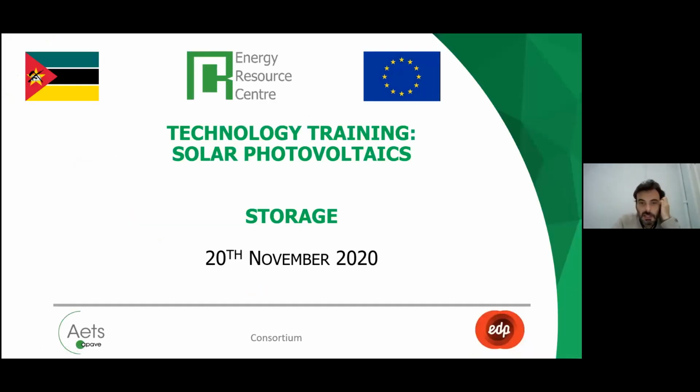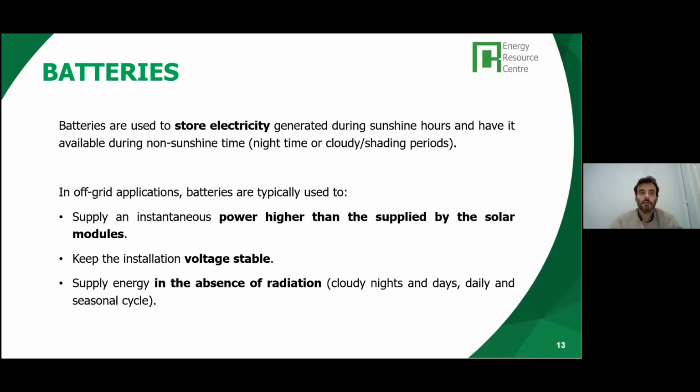So let's have a look at storage, at the batteries. A very important element of PV systems, typically found in off-grid applications, but also sometimes in grid-connected applications. So batteries, what is a battery? I think everyone here in this room is familiar with batteries. Batteries store electricity, and they have different purposes.